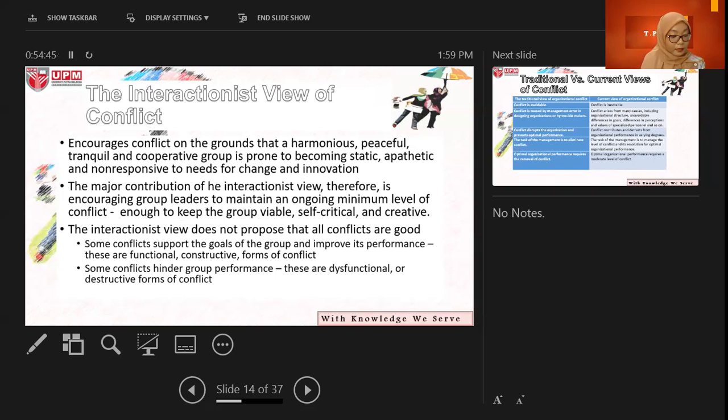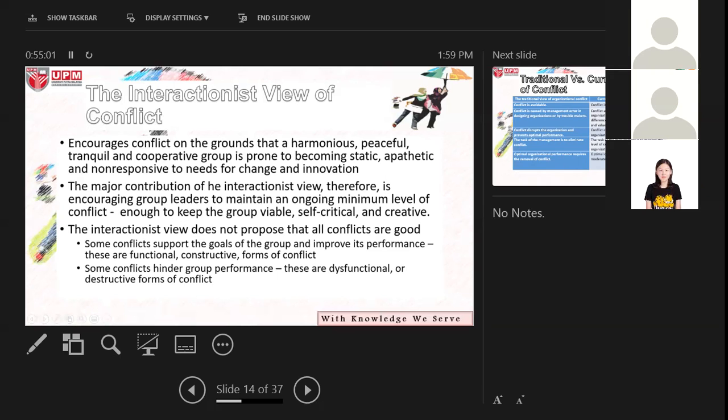It says that if any group has no conflict, meaning we just live in a very harmonious, very peaceful situation, it will actually lead to a static situation. Static means there is no change. There will be no adaptation needed. Our life will become static. There is no new challenge, no new enthusiasm.